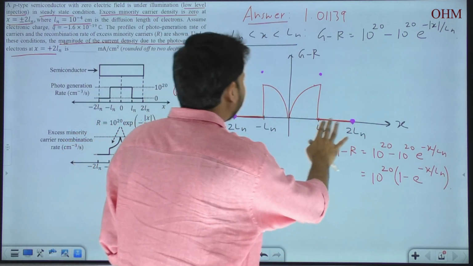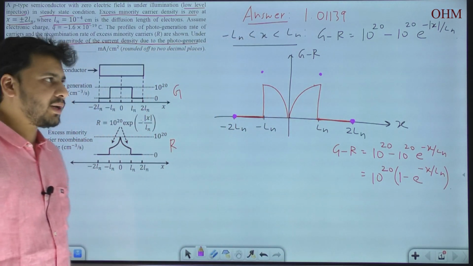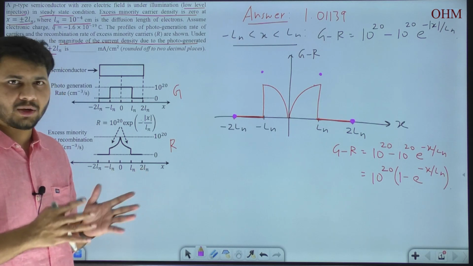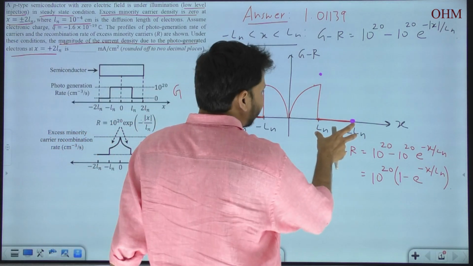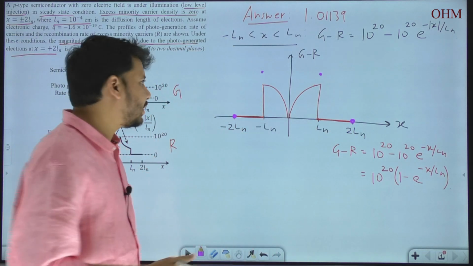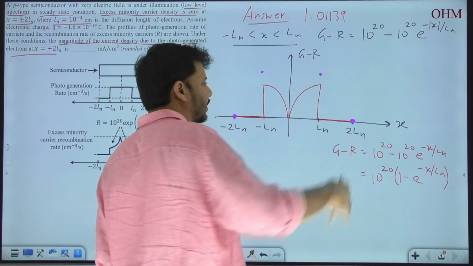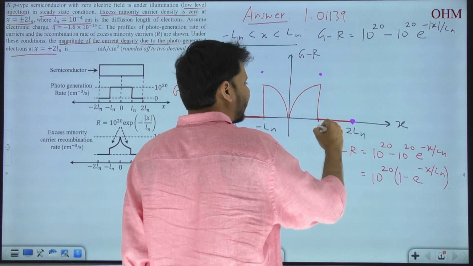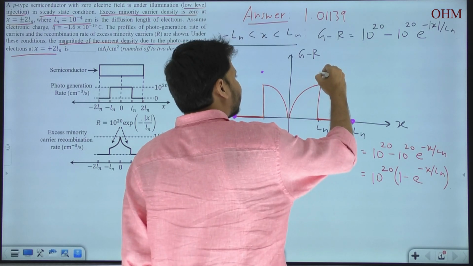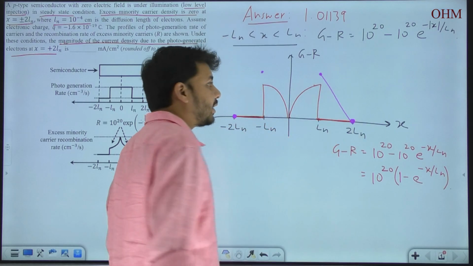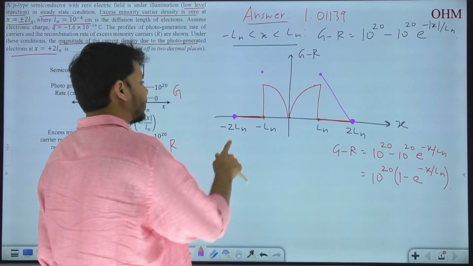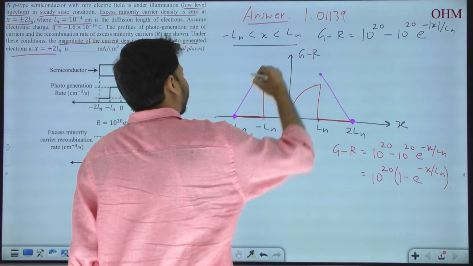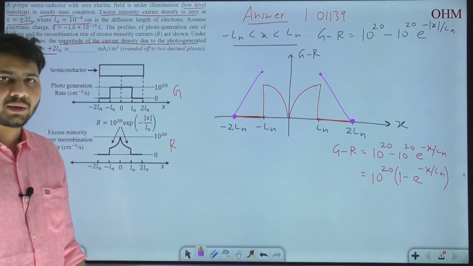So at both x equal to ln and x equal to minus ln, the number of excess minority carriers would be the same, per unit volume and so on. Now in this region, you know the variation is going to be linear. Variation linear means just join the 2 points with a straight line. So between ln and 2ln, the excess minority carrier concentration will linearly decrease, whereas between minus 2ln and minus ln, the excess minority carrier concentration would linearly increase.